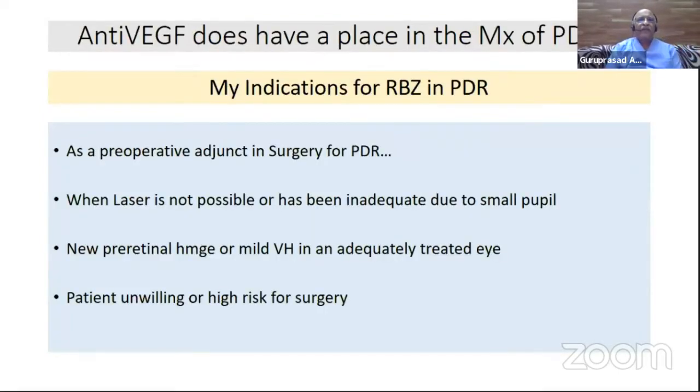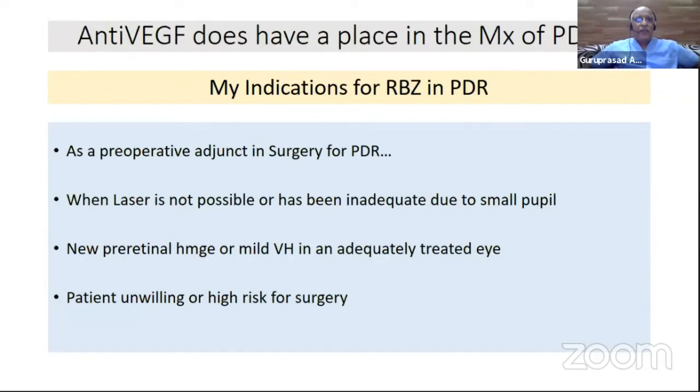But anti-VEGF does have a place in the management of PDR, even in the Indian context. My own indications for ranibizumab in PDR would be, of course, as a preoperative adjunct in surgery for PDR. This was even before protocol S was published. When laser is not possible or has been inadequate due to a small pupil, you have a PDR and you're not able to see the peripheral retina and laser it, you can definitely do the injection treatment.